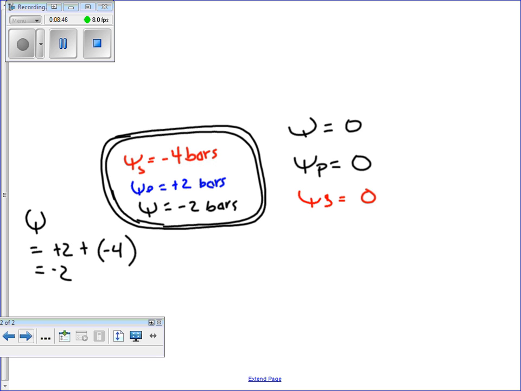In or out. Moves from high potential to low potential, or low potential to high potential? High to low. Where's the higher potential? Outside. 0 is greater than -2. 0 is greater than -2, correct? So the net movement of water is going to be, there's going to be more water going in than going out. Water is moving from water potential of 0 to water potential of -2.